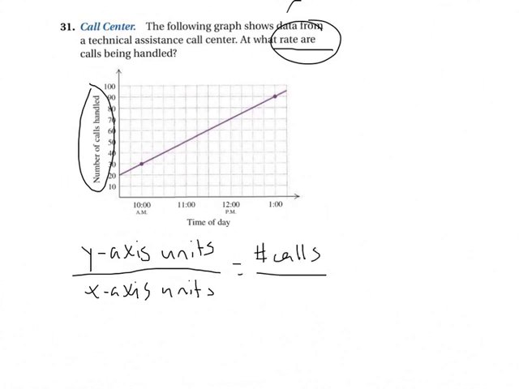So in this case, the rate that we're looking for is number of calls divided by the x-axis units. Well, time of day is measured in what? It's measured in hours. So we're looking at the number of calls per hour.